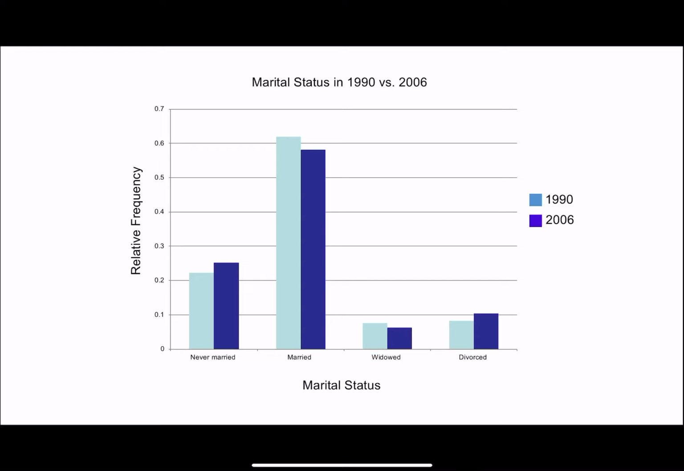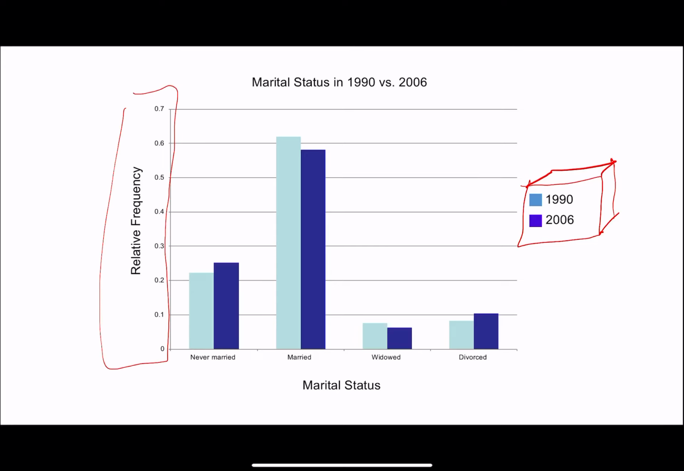So take a look here at our relative frequencies along the side, and here's my side-by-side bar graph. If you create a side-by-side, make sure you have a legend over here. This legend tells us that the light blue is 1990 and the dark blue is 2006. Once again, my y-axis is relative frequency. Your y-axis will always be either frequency or relative frequency. My x-axis is the marital status. And make sure that you also have a title on your graph.